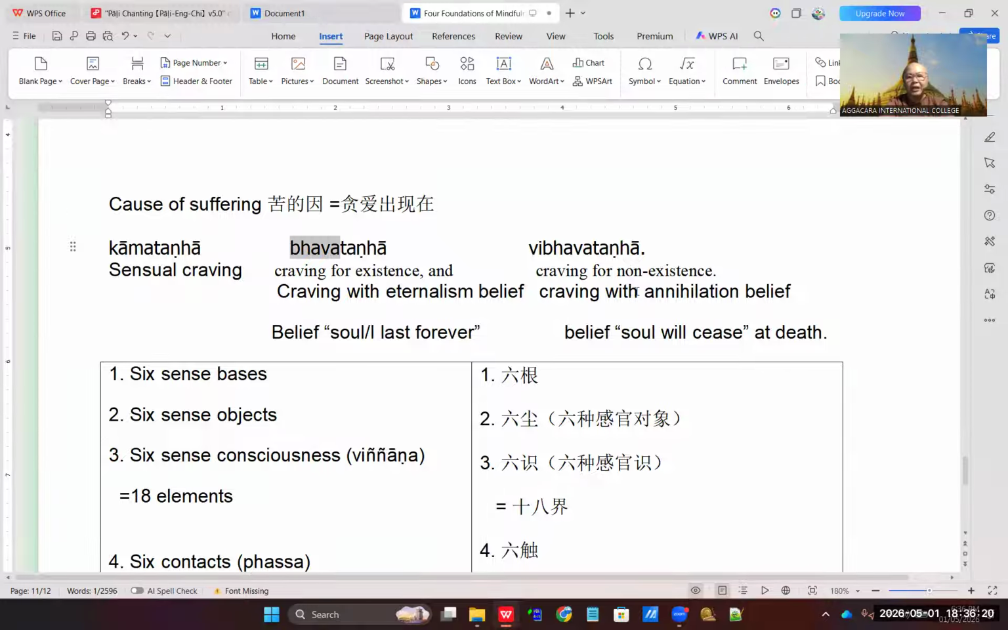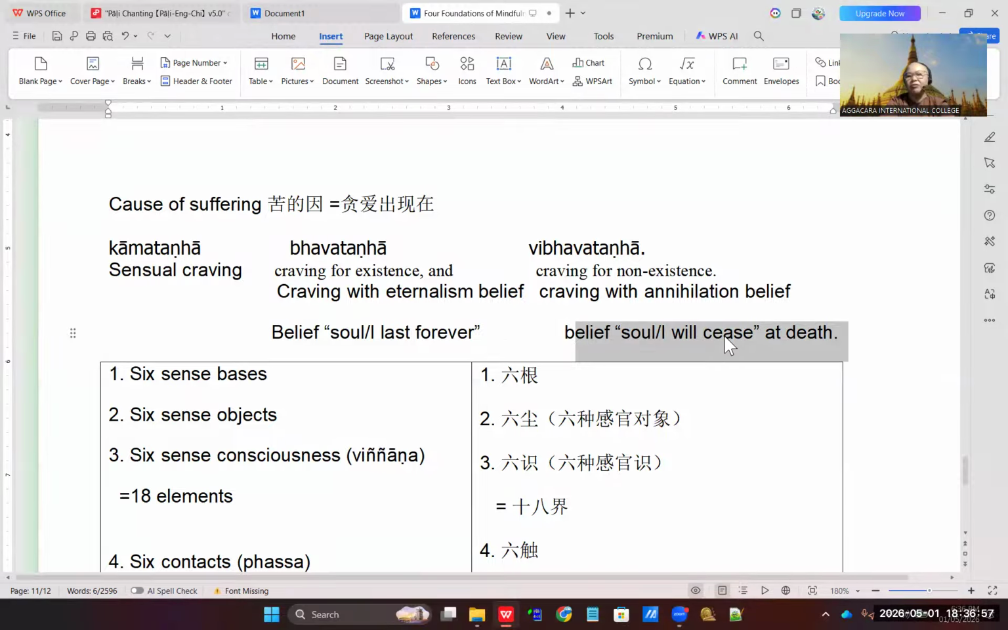Now, vibhava tanha is craving with the annihilation belief. It's the belief that when you pass away, this I, this self, or this soul is no more, totally ceased. I would say the first one applies to most people, because everybody wants to live forever. Even when you die, you still believe this I will continue. And the second one, vibhava tanha, applies to those we call free thinkers. They believe that, okay, I will die and there is no more I.